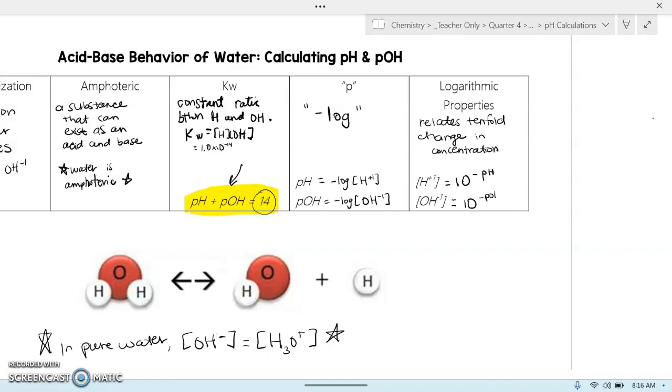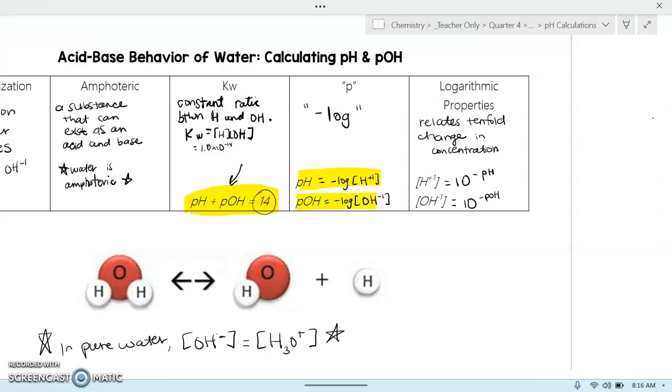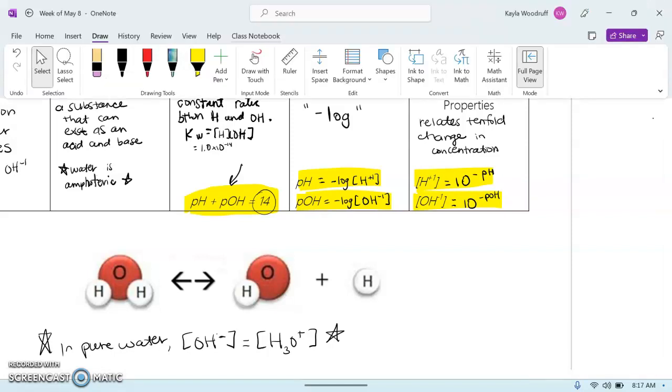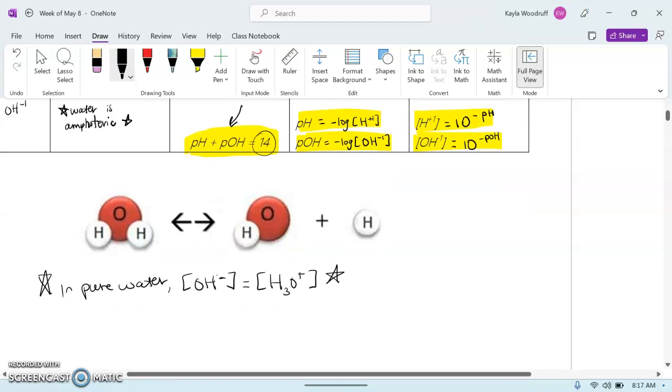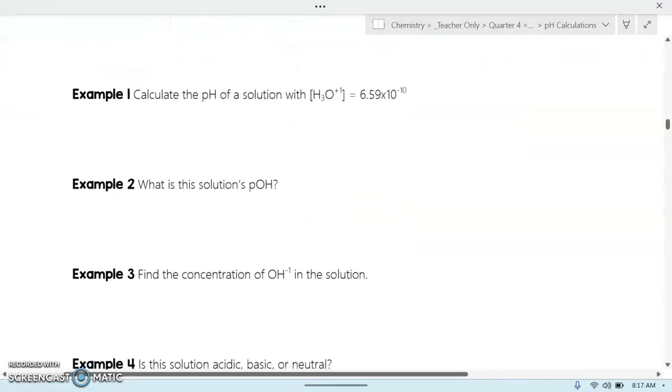10 to the negative pOH will then reverse the log process and give us the concentration. So these two boxes also give us some important mathematical information. It's kind of like subtraction and addition. They're opposites of each other, or multiplication and division. So this would be log and undo the log, if you will. So let's do some math problems and see if we can figure these out by applying.